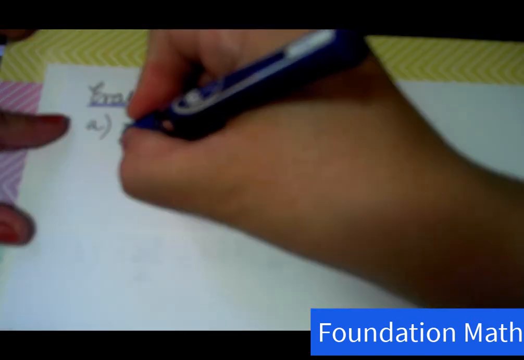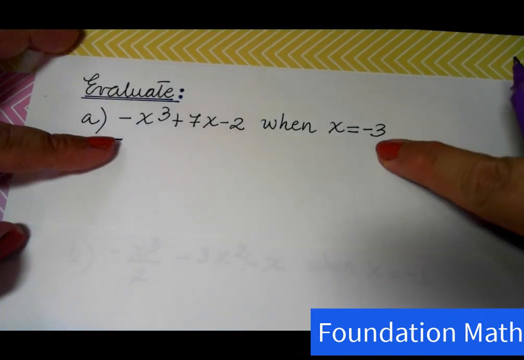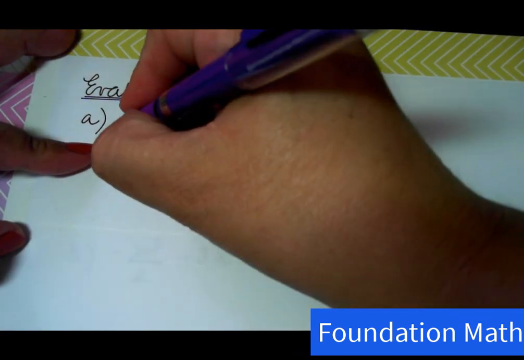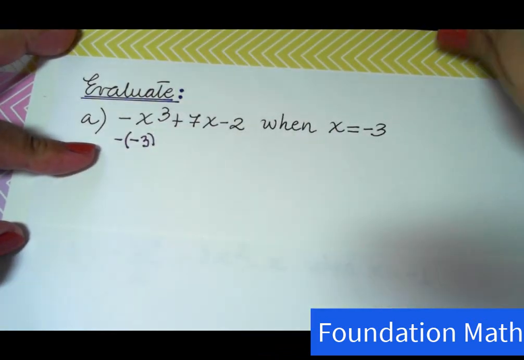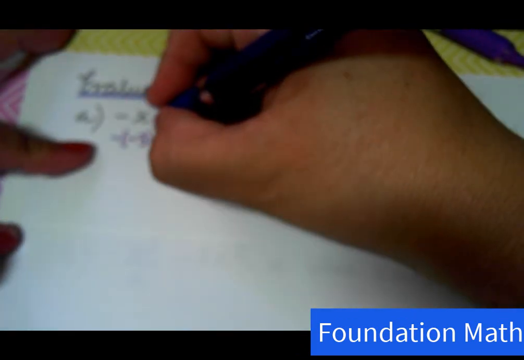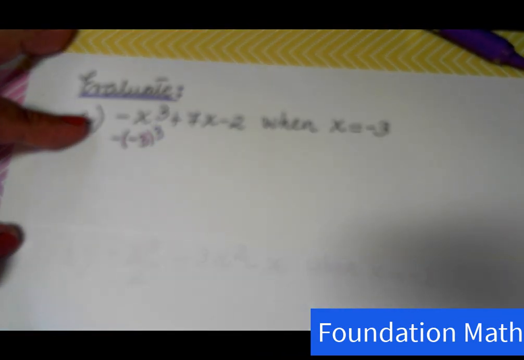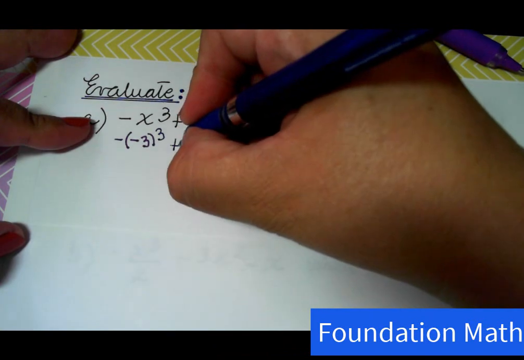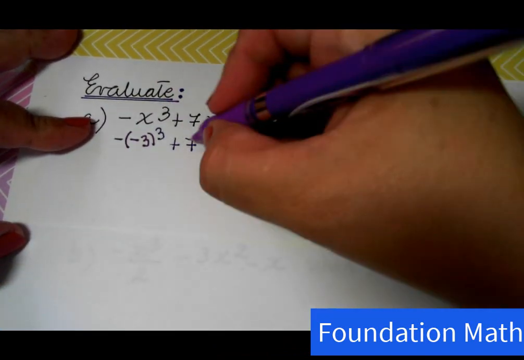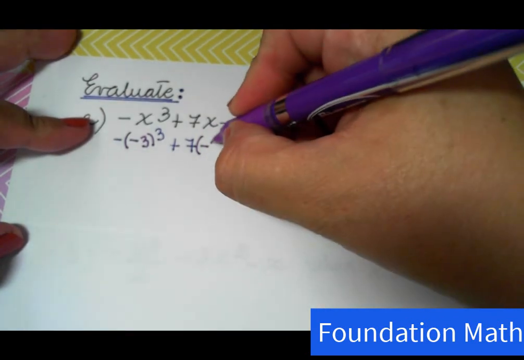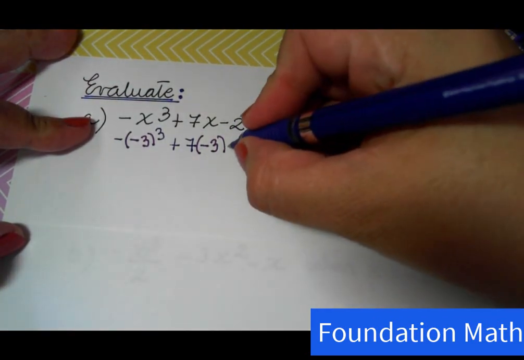So negative, the value of x is negative 3. So you're going to use the parentheses. Negative 3, and the exponent is the exponent 3, plus 7x, again x is negative 3, I'm going to use the parentheses, negative 3, and minus 2.